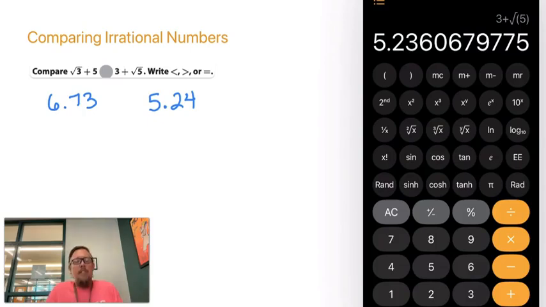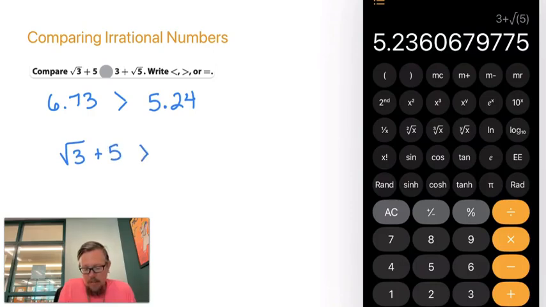So we know that the left side is greater than the right side, and the greater than symbol is the one that goes like that. So the way that we would write this answer is the square root of 3 plus 5 is greater than 3 plus the square root of 5.